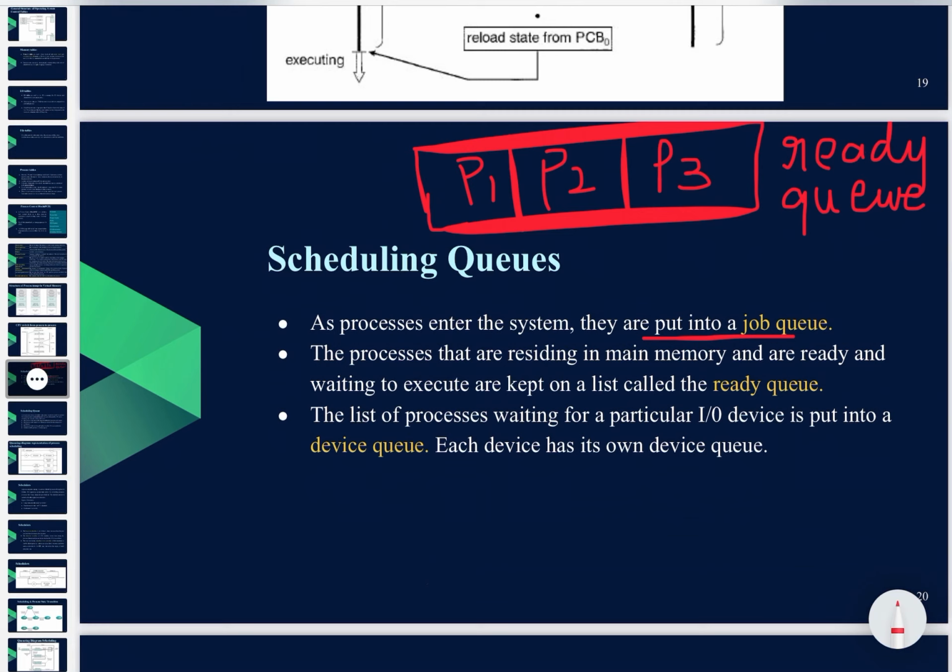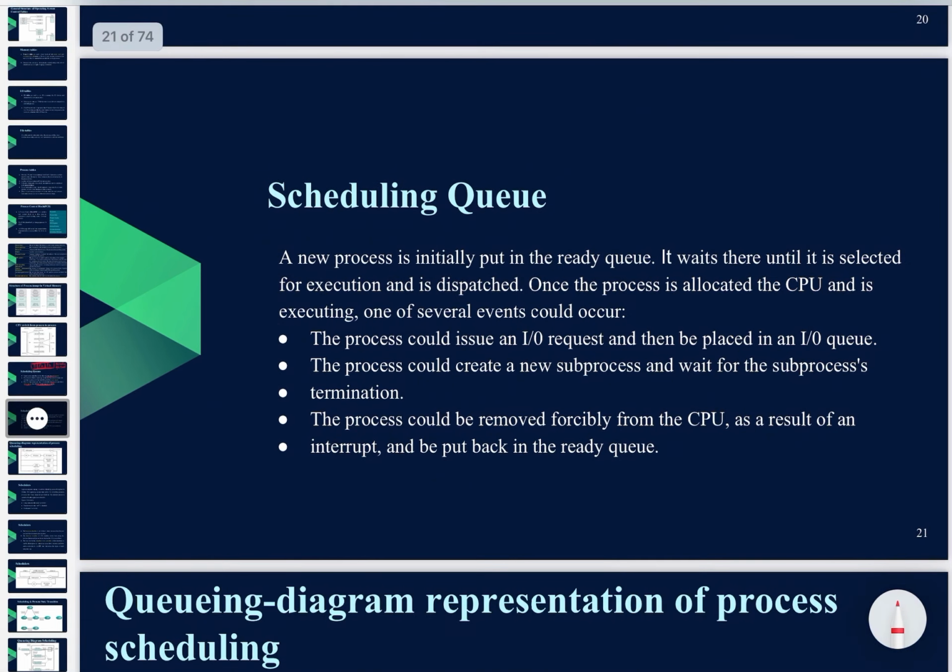The list of processes waiting for a particular input-output device is put in the device queue. Each device has its own device queue.